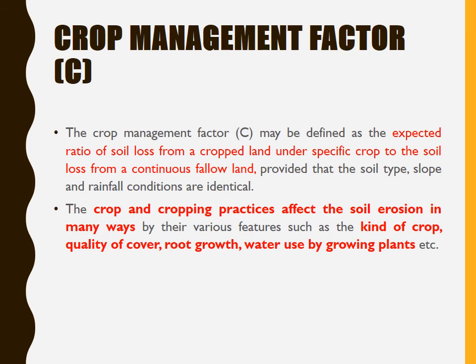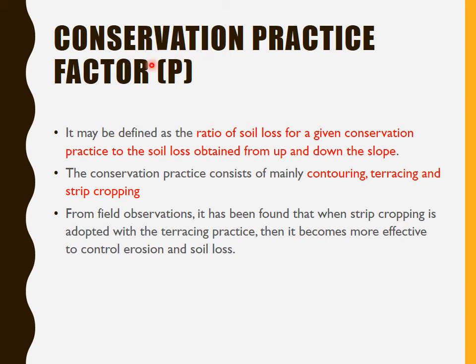Next one is the crop management factor. It is defined as the expected ratio of soil loss from cropped land under a specific crop to that from fallow land. Then the conservation practice factor P is the ratio of soil loss from a given conservation practice, which may be contouring, terracing or strip cropping, to the soil loss obtained from up and down the slope. This is called the conservation practice factor P.